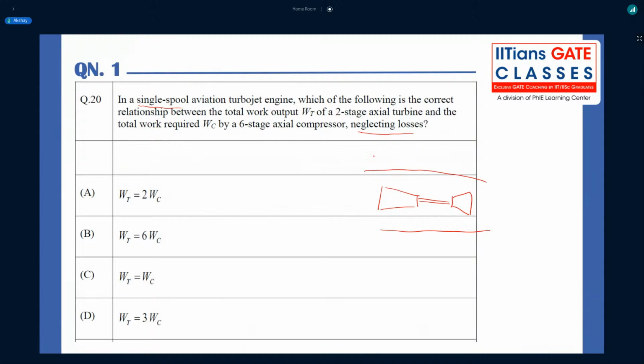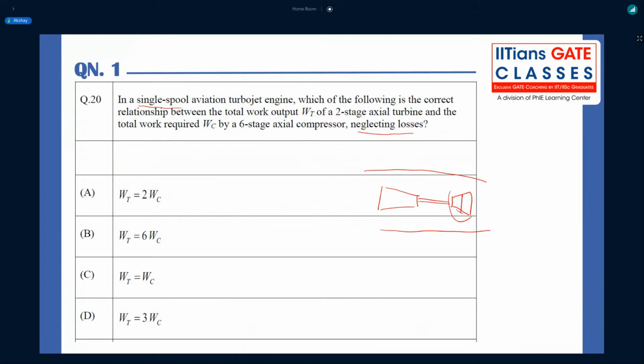Now they have mentioned it's a single spool. That means whatever work is delivered by the turbine is transmitted to the compressor through a single spool. Irrespective of the number of stages the compressor or the turbine has, the work transfer is between the turbine unit and the compressor unit. So the two-stage axial turbine or the six-stage axial compressor is just to make you confused. It is just transmitting work developed by the turbine unit.